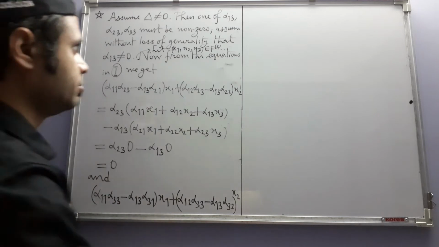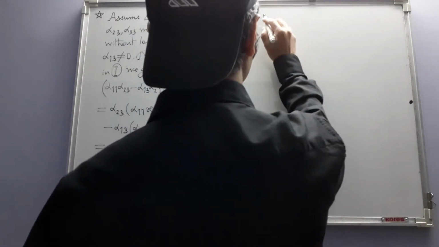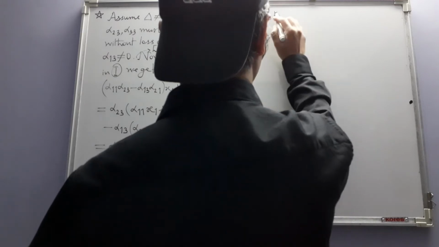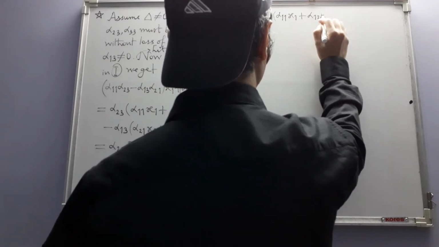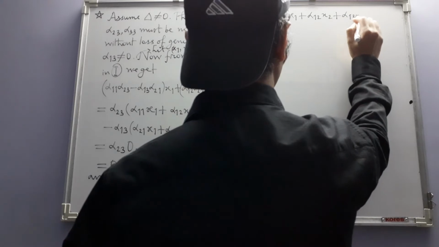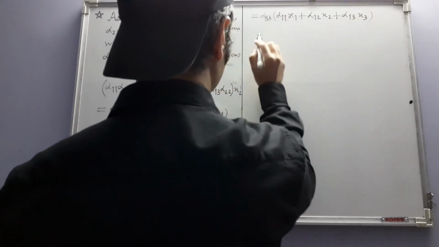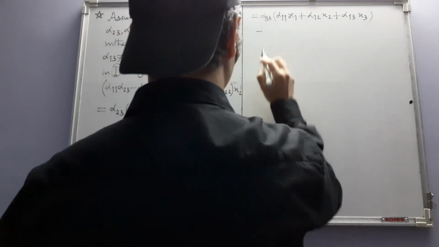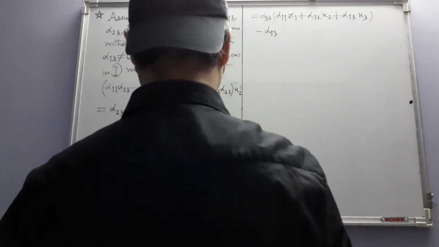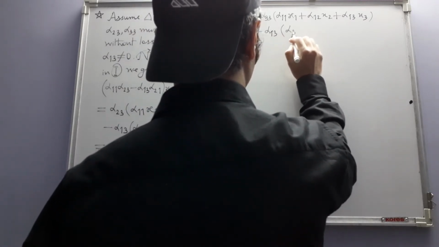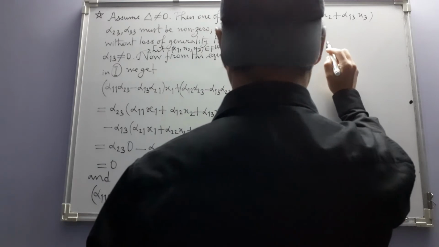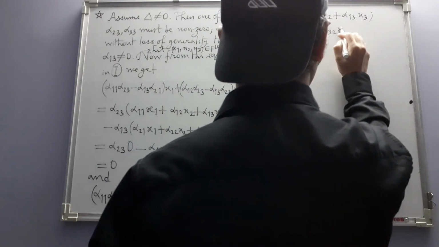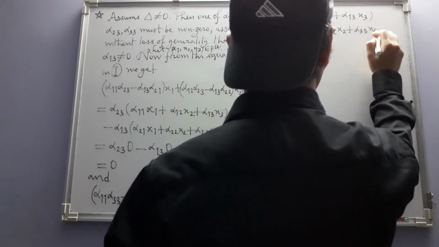this time this is going to be equal to alpha 3 3 times alpha 1 1 x1 plus alpha 1 2 x2 plus alpha 1 3 x3 minus alpha 1 3 times alpha 3 1 x1 plus alpha 3 2 x2 plus alpha 3 3 x3. I am totally depending on what I have written here. So if you spot any mistake, please let me know.